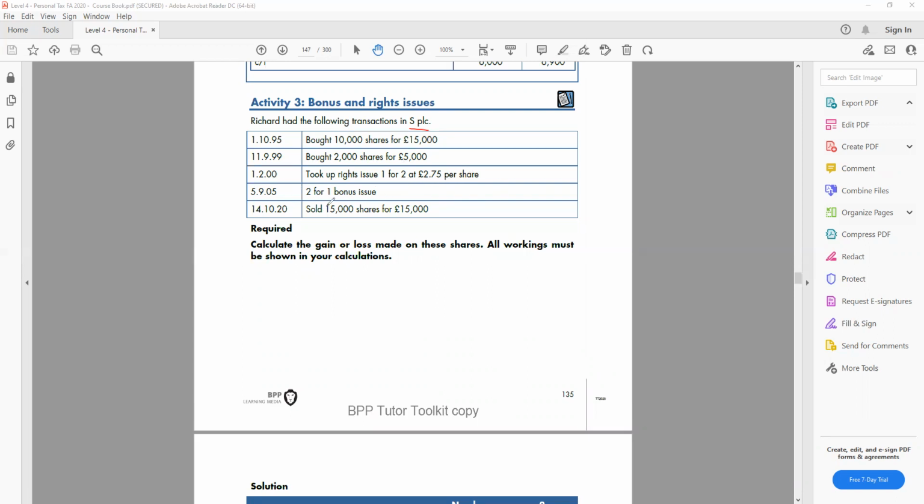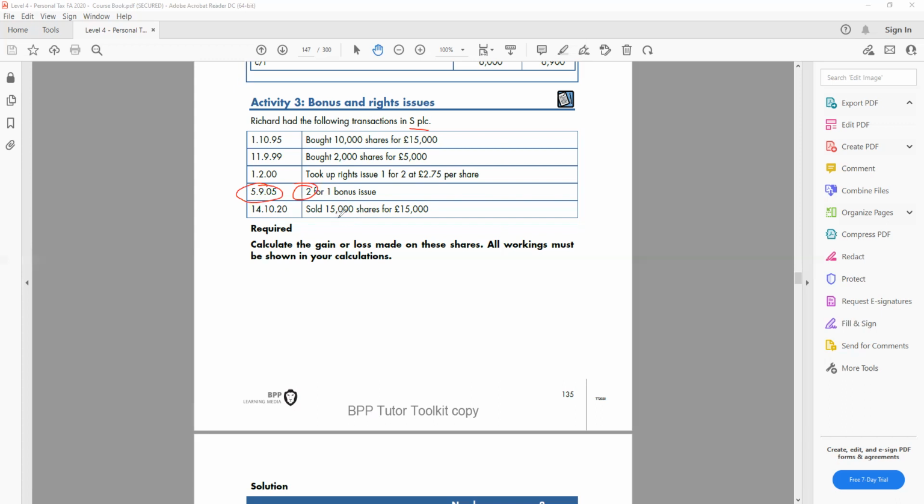So that means if the person has 2 shares, he will get 1 rights issue. So you need to know by this date how many shares we have. So if we have 10,000 shares, 5,000 will be the rights issue. On 5th of September 2005, we have a 2 for 1 bonus issue. So we need to see on that day how many shares we have in total. We have to divide by 2 to find how much is the bonus issue. On 14th of October, sold 15,000 shares for £15,000.